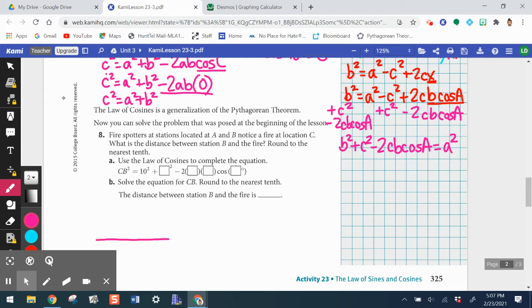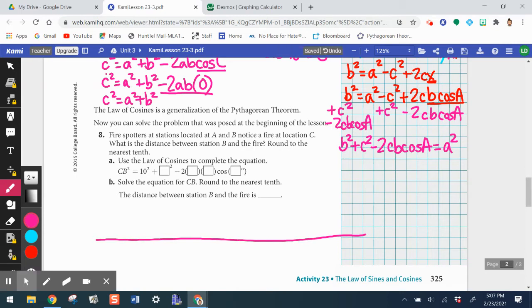So as we get our feet wet into the law of cosines, let's just chunk item 8 by itself. So if you would, pause the video, read through the text, and then fill in the missing gaps to find the distance between station B and the fire.